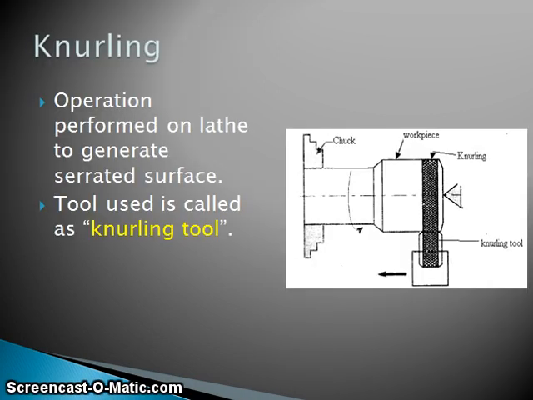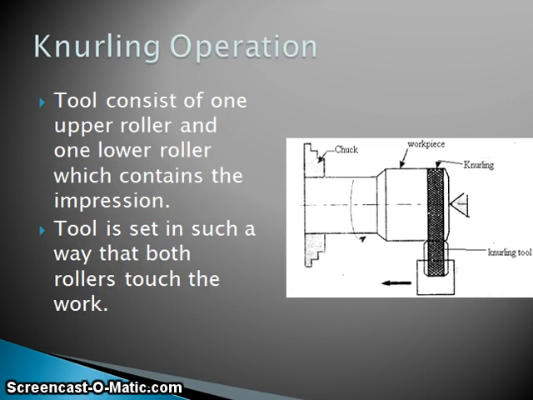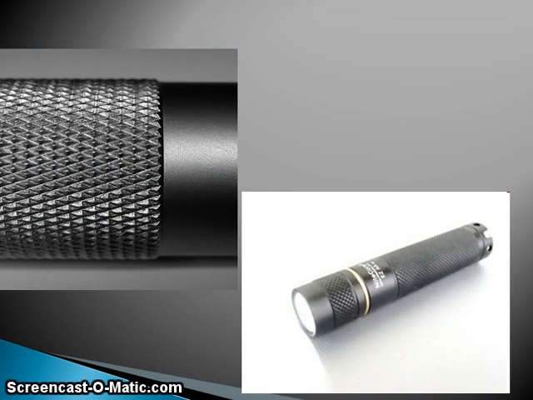Knurling operation. This operation is performed on a lathe to generate a serrated surface. The tool used is called a knurling tool. This tool consists of one upper roller and one lower roller which contain the impression. The tool is set in such a way that both rollers touch the workpiece. You can see the surface generated by this tool.